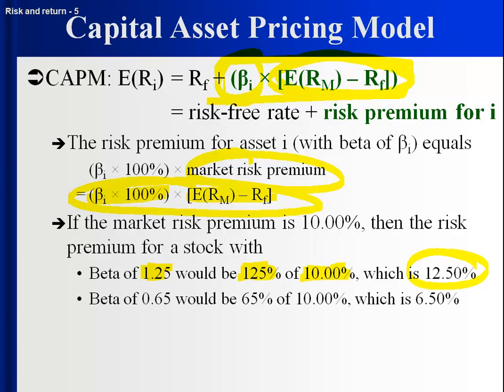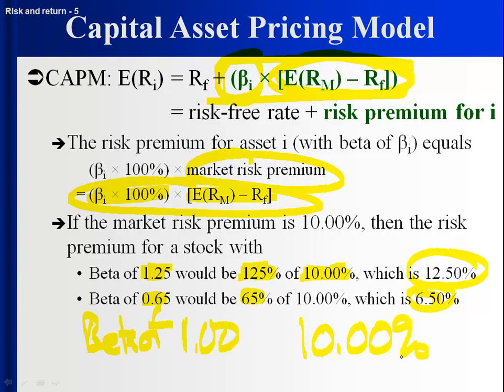Now we've got a below average stock. It only has 65% of the average amount of risk. Therefore, the risk premium that it should get should only be 65% of what a stock would get if it had an average amount of risk. 65% of 10%, 6.5%. If you had a beta of 1, then you would get 10.00%.